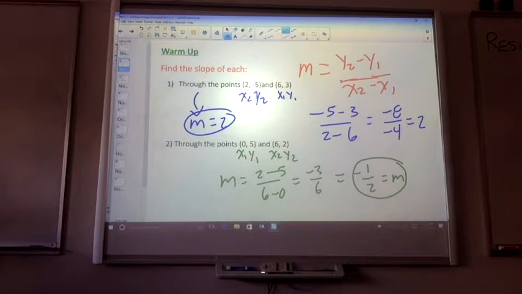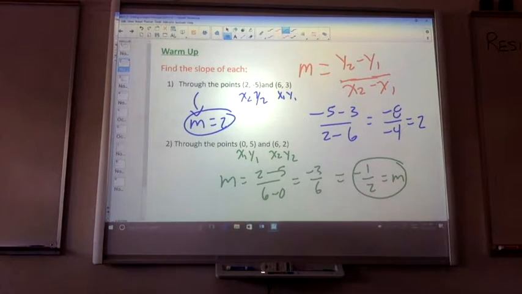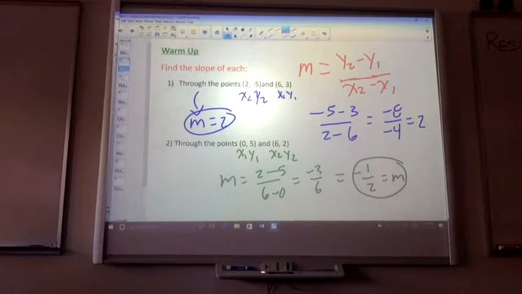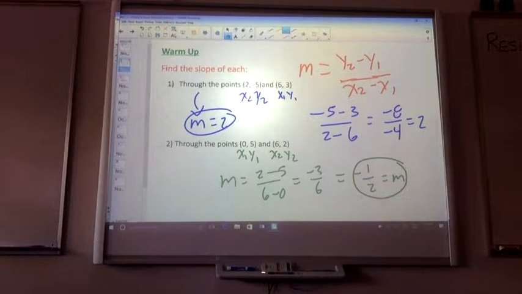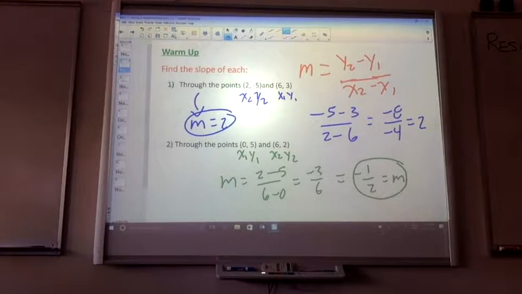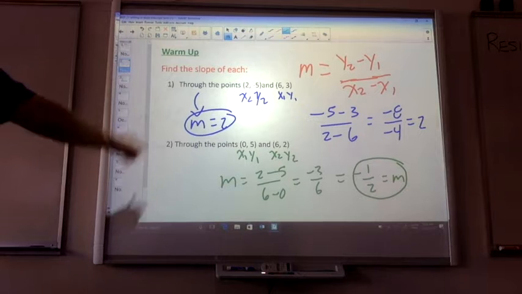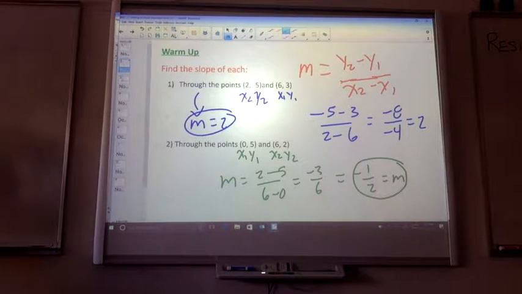Is it wrong if it's not reduced? Technically not, but I will warn you that on tests, if it's multiple choice, we'll have the reduced version for an answer. But if it's handwritten, I would accept negative 3 over 6. But negative 3,000 over 6,000, you would get kicked back. Can I do that? No, you can't.